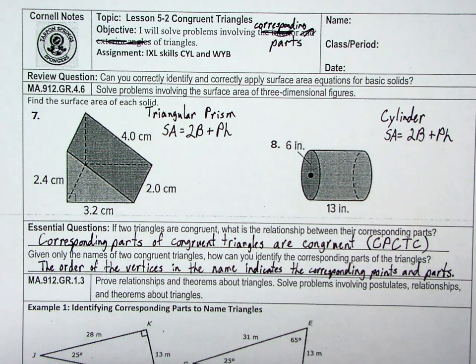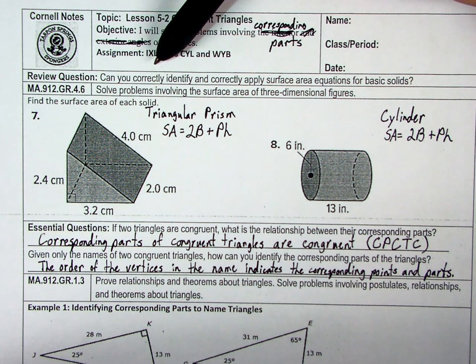All right, class, we're going to be working on lesson 5-2, Congruent Triangles. We will solve problems involving corresponding parts of triangles. You've got these two IXLs related to it. Let's start off with a little bit of review.